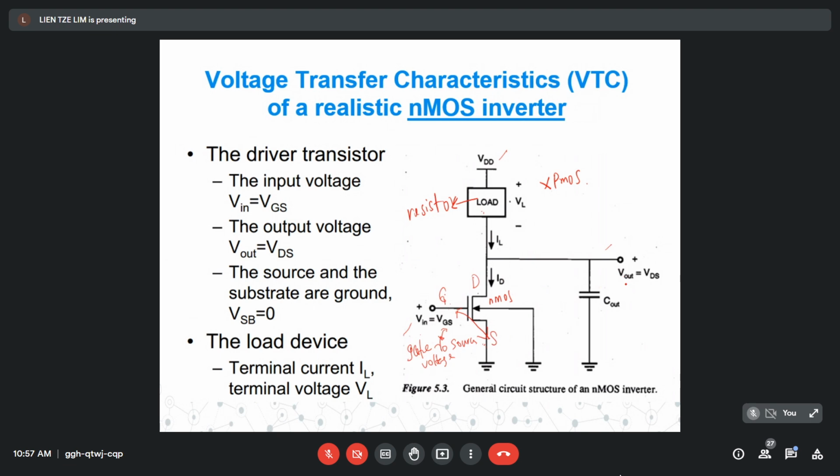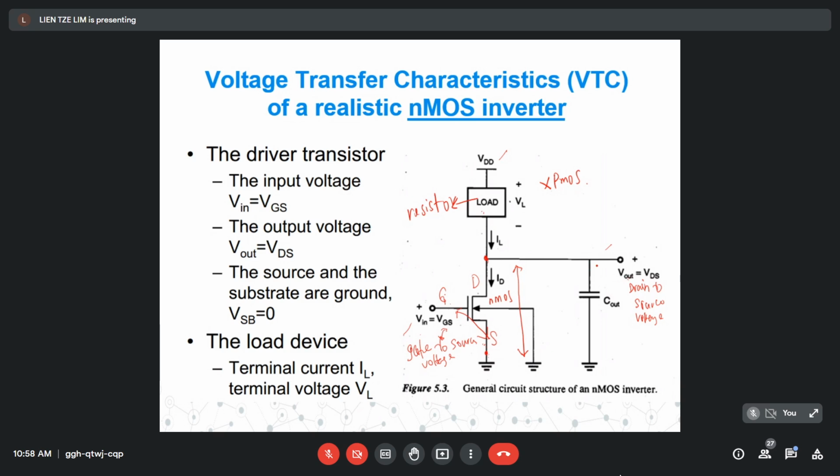And then the output voltage. The output voltage we also call the drain to source voltage. Why is it drain to source? Because the voltage is measured from the drain terminal, at this point, to the source terminal at this point. So this is V out.